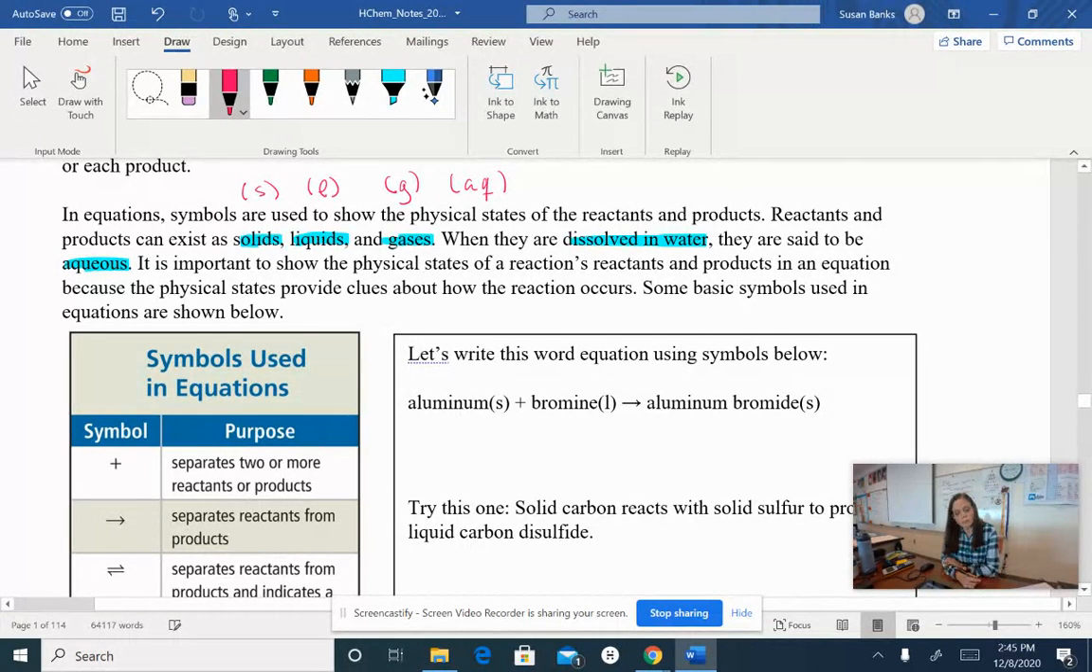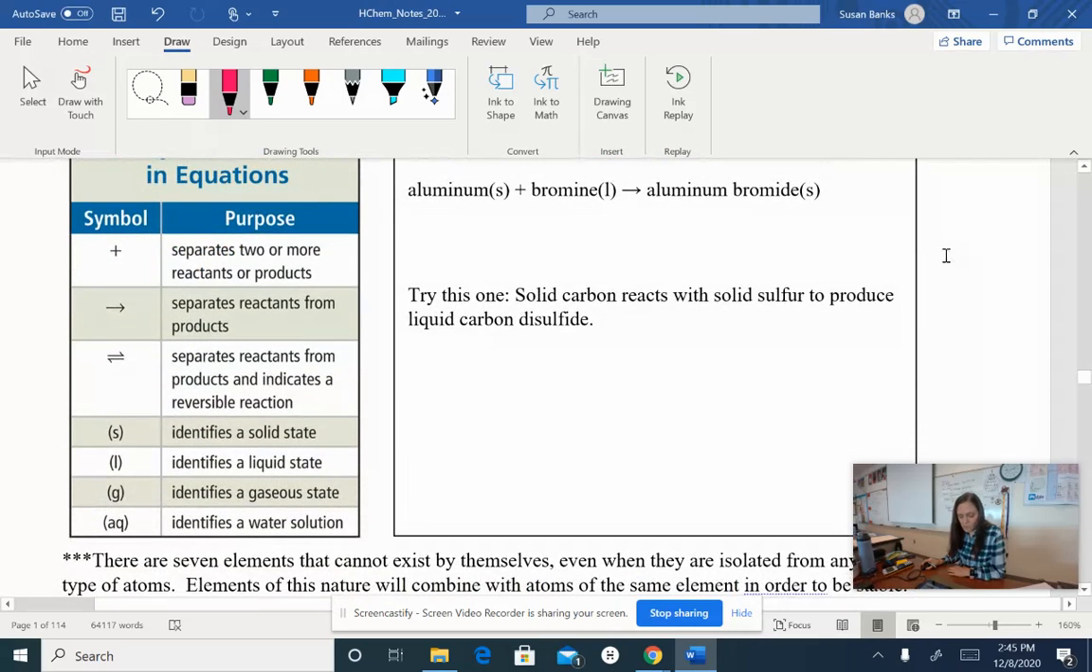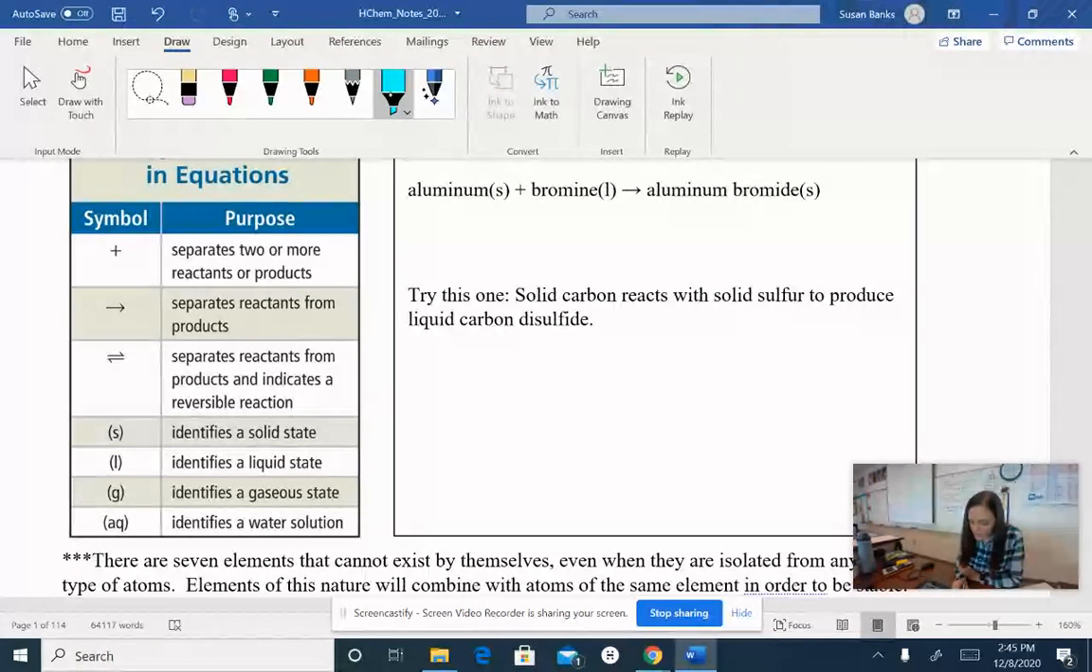It's important to show the physical states of a reaction's reactants and products in an equation, because the physical states, whether solid, liquid, gases, or dissolved in water, give us clues to how that reaction occurred. Some basic symbols used in equations are found below. So let's look at this table down below. We will use a plus sign to separate out reactants. We will use an arrow to designate reactants from products. Reactants will be on the left-hand side, products will be on the right-hand side.